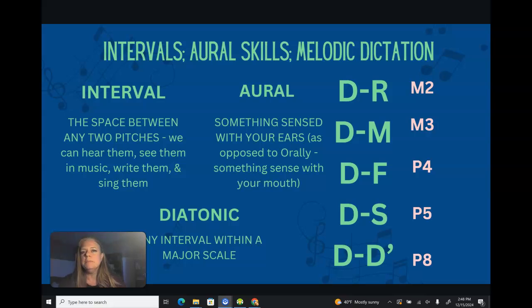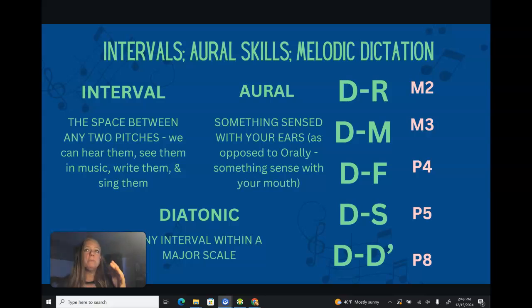Aural means something that you can tell with your ears. You might be more familiar with oral, O-R-A-L, anything that happens to be sensed with your mouth. Like when you eat something and taste something, that's an oral skill. Speaking is an oral skill. However, interval identification is partially an aural skill.